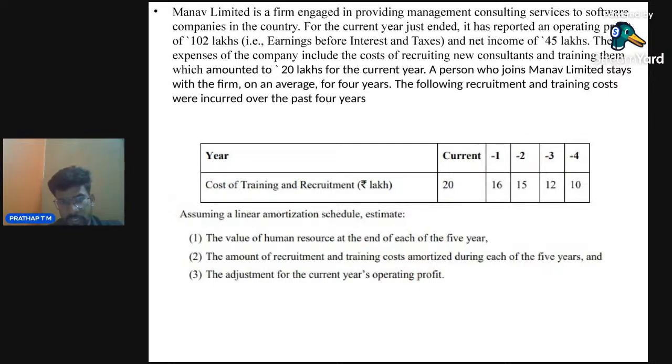Then we calculate the total value of human resources. The current year is zero, as you know when calculating the present value. The current year cost they have given is 20 lakhs, so I will take it for calculation purposes and make it an accounting format: 20 lakhs.